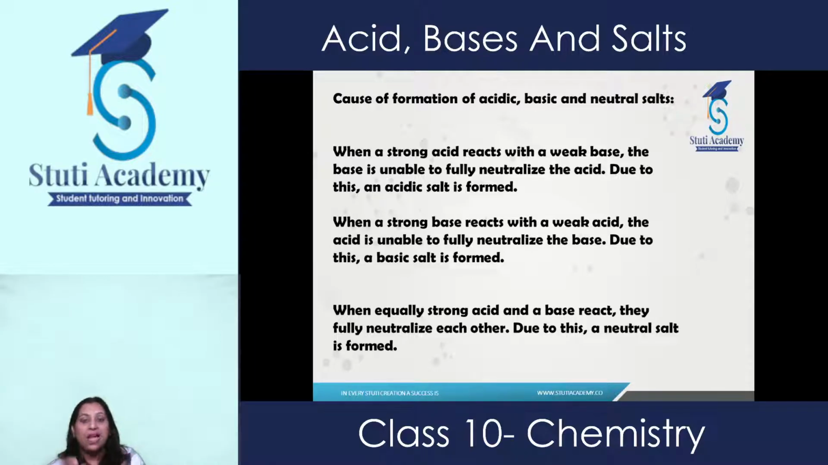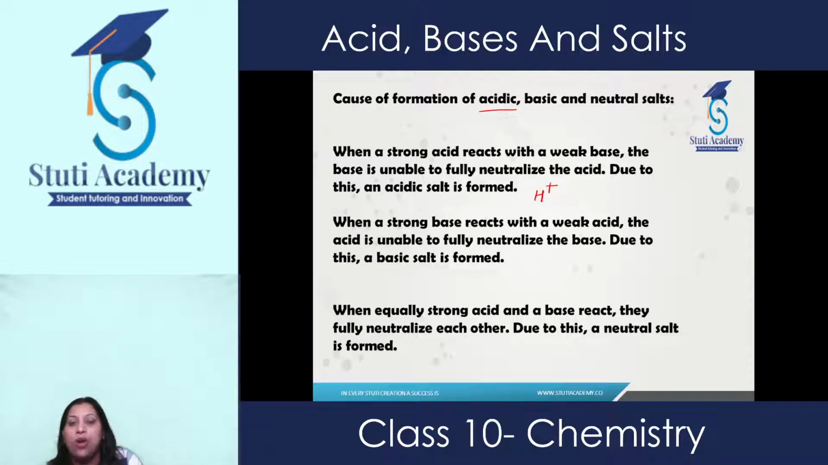So how are these acidic, basic and neutral salts prepared? As I told you, acidic salts result from the reaction between a strong acid and a weak base. It means these acidic salts cannot replace the entire hydrogen from the parent acid. They retain some hydrogen ions in them, which results in the formation of acidic salt. It means some hydrogen ions are still in them.